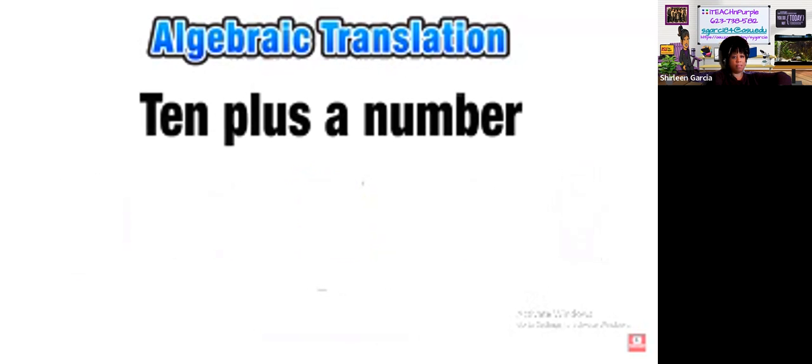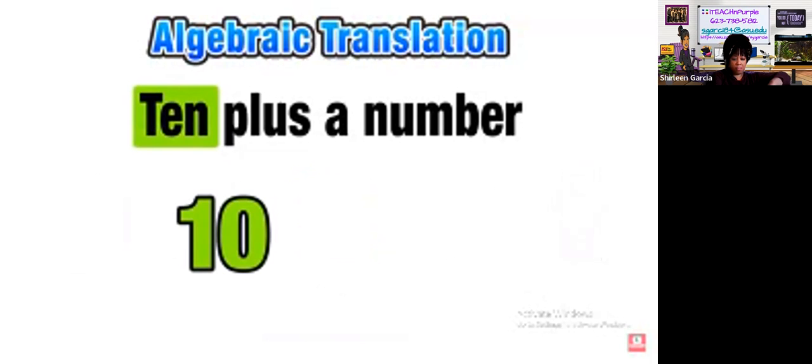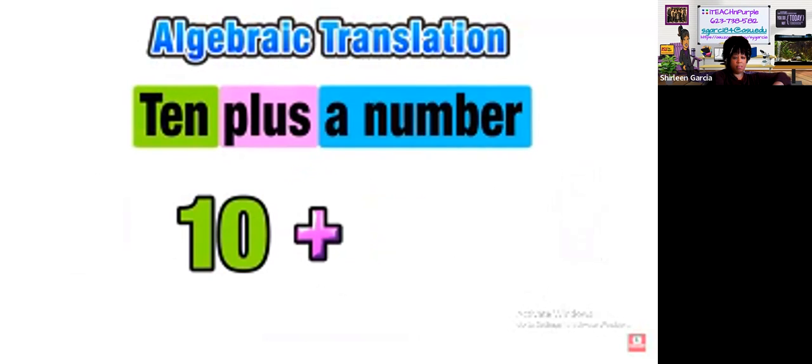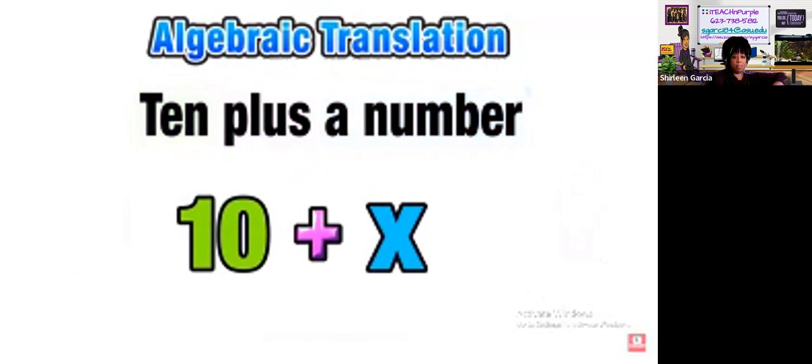So let's translate 10 plus a number. So again, it's an expression, so we have the number 10, plus we know is just addition, and then a number is just some unknown, we'll call it x. So that translates to 10 plus x.